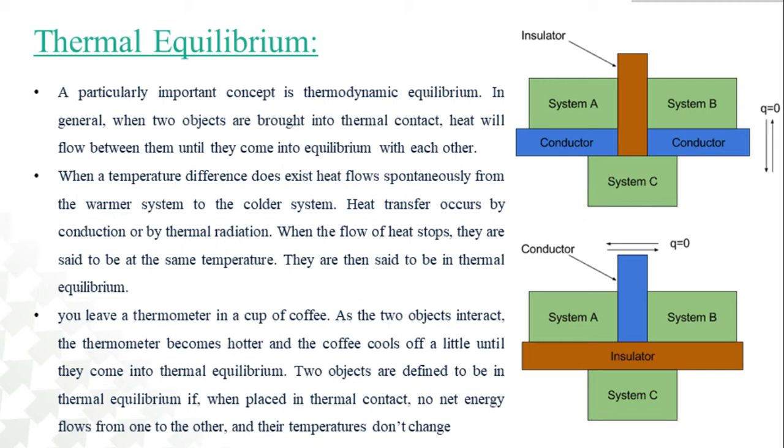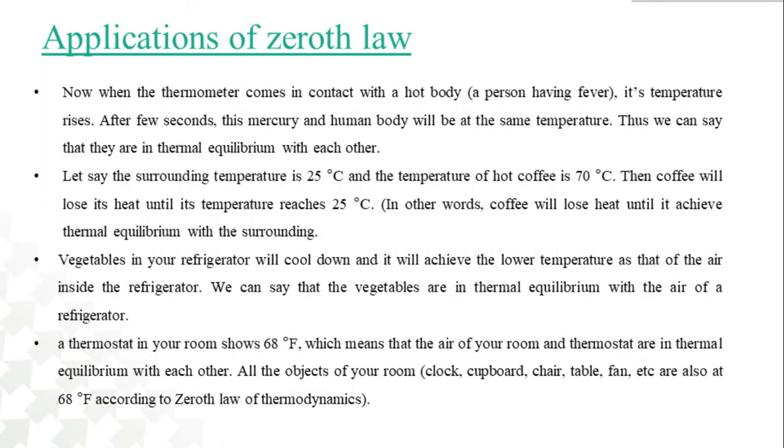Say you leave a thermometer in a cup of coffee. As the two objects interact, the thermometer becomes hotter and the coffee cools off a little until they come into thermal equilibrium. Two objects are defined to be in thermal equilibrium if, when placed in thermal contact, no net energy flows from one to the other, and their temperatures don't change. Applications of the Zeroth law. When a thermometer comes in contact with a hot body, such as a person having fever, its temperature rises. After a few seconds, the mercury and the human body will be at the same temperature. Thus we can say that they are in thermal equilibrium with each other.